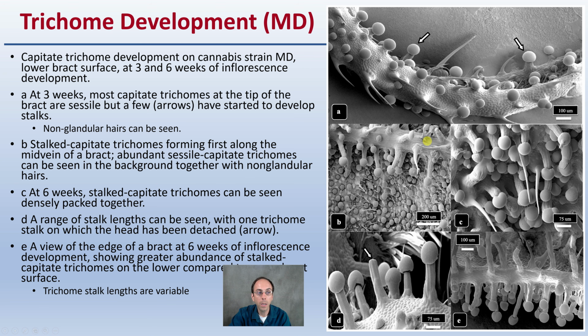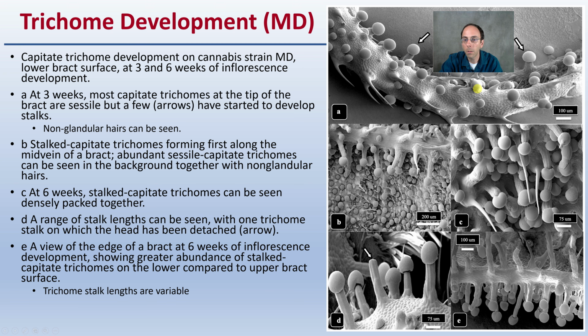For image B, the stalked-capitate trichomes are forming first along the midvein of the bract. Abundant sessile-capitate trichomes can be seen in the background together with the non-glandular hairs, a mixture here, and these are the stalked ones, of course. Over here, looking at C, at 6 weeks, stalked-capitate trichomes can be seen densely packed together. Again, this is the goal of growers, to have a lot of those very closely packed together, high density, giving a high amount of cannabinoids and terpenes.